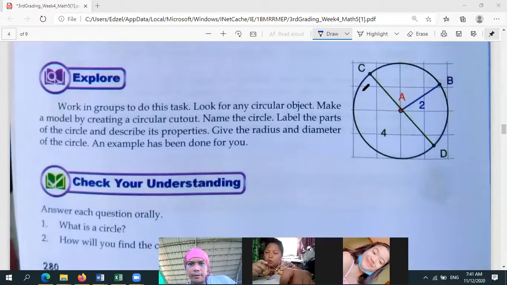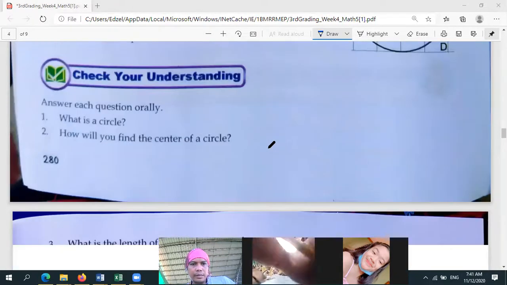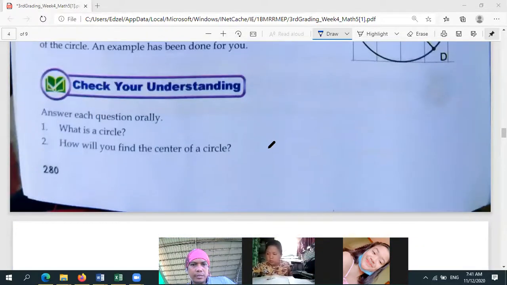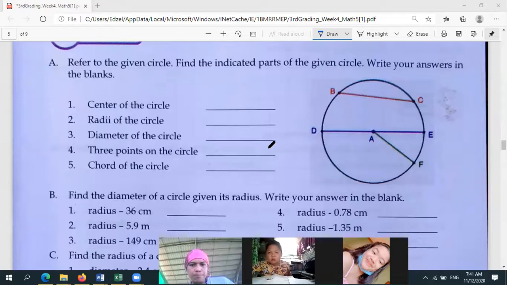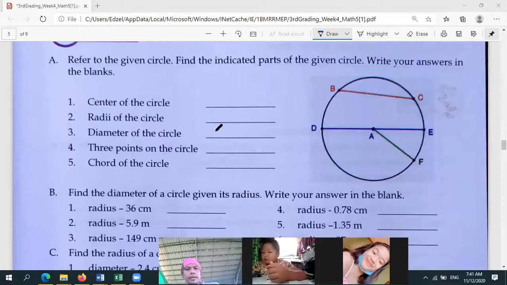And then this is now your task, no? Check the understanding. Sir, the answer is in the book. But I will do letter A, no? Letter A. All right. So for letter A, this one will serve as our example. Example. So let's answer this. Refer to the given circle, find the indicated parts of the given circle, write your answer in the blanks.